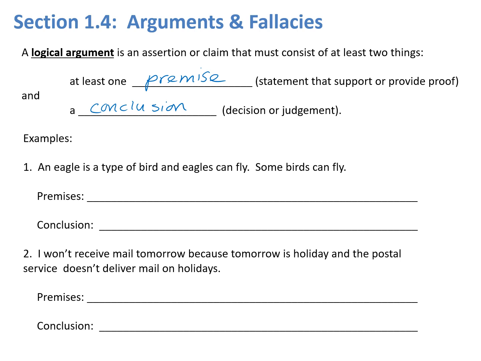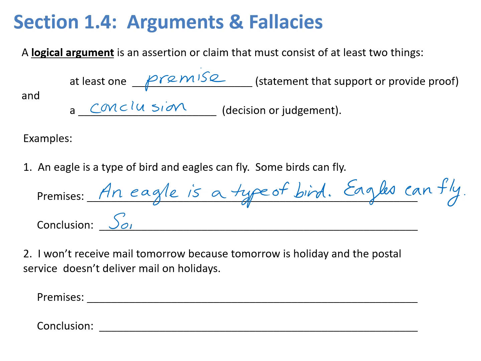Let's look at a couple of examples. An eagle is a type of bird and eagles can fly. Some birds can fly. The premises here are the two statements at the beginning. An eagle is a type of bird and eagles can fly. The conclusion is that some birds can fly. So the idea in this argument is that we're using the two premises, the eagle is a type of bird and eagles can fly, to draw the conclusion that some birds can fly. So the premises are the proof or the support that backs up the conclusion.